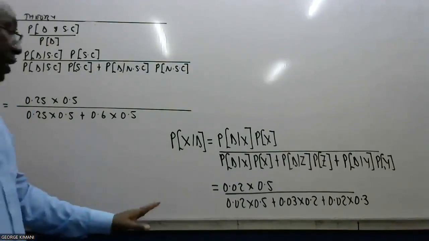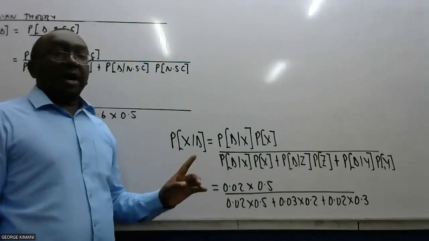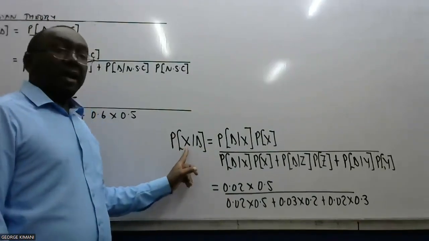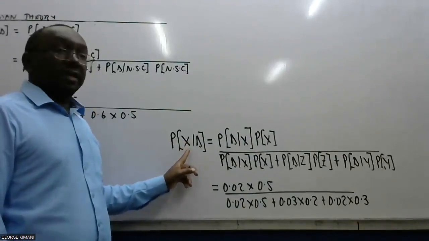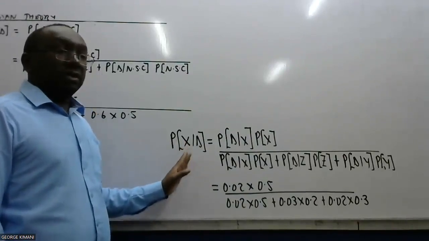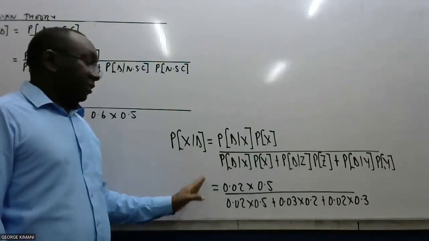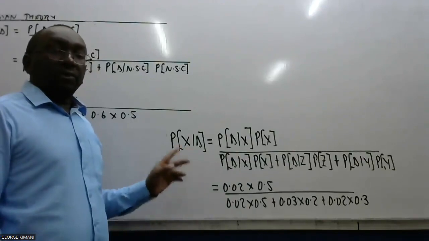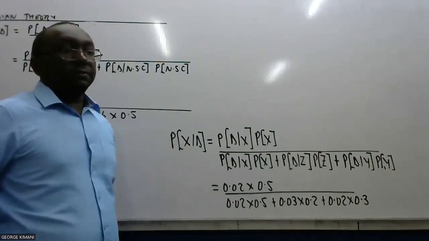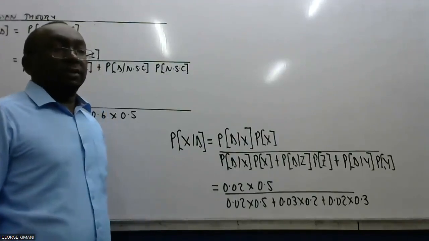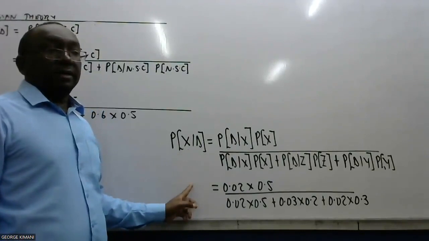You will do the same thing for Y. Then you do the same thing for Z, because the question is saying X or Y or Z. Once you have done it for each, you add them. And when you add them, the answer should be 1, because you have covered everything. You have done X, Y, Z.